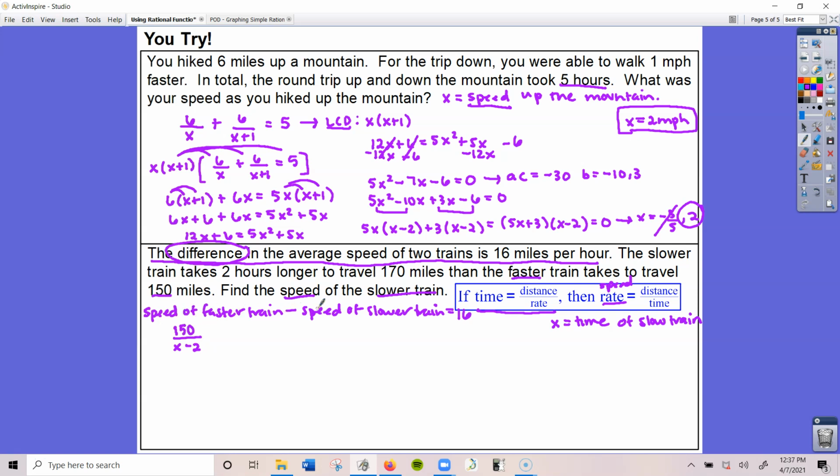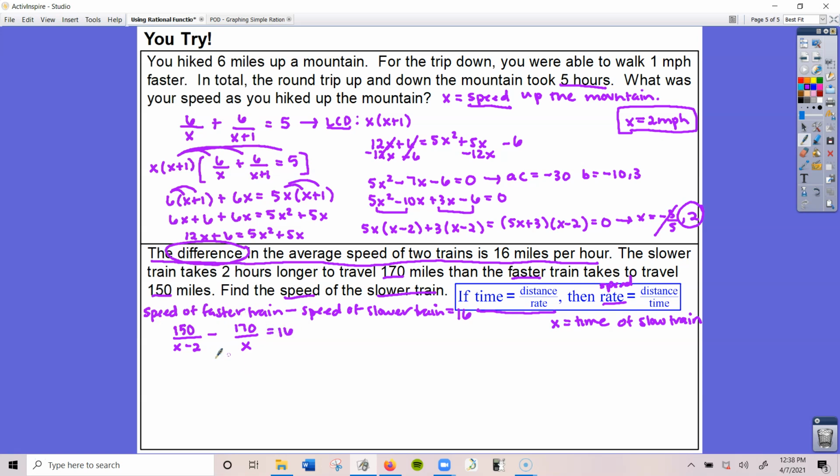Now again, we're going to continue with this equation, right? So minus, now the speed of the slower train. The speed of the slower train is going to be its distance, which is 170 miles, over the time that it takes for the slower train, which we said x is going to represent the time of the slow train. And this difference is equal to 16.